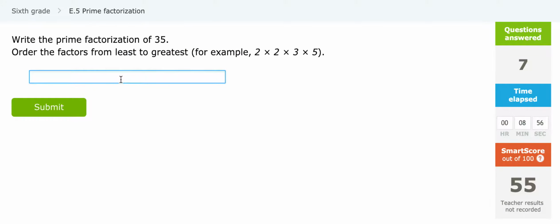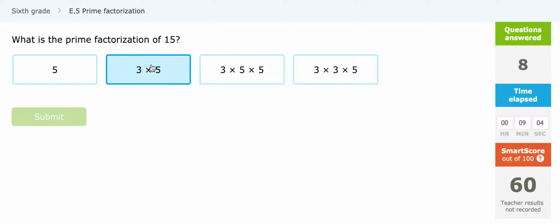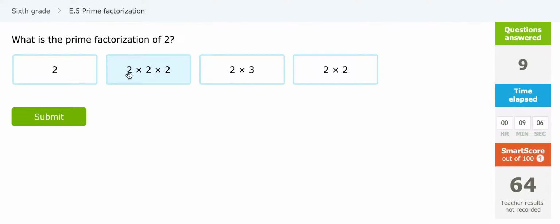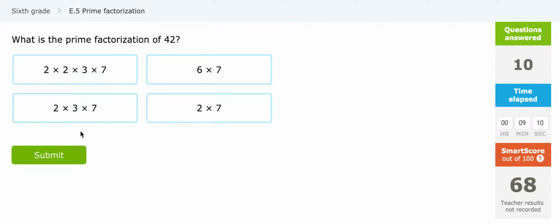So 35, I try 2, doesn't work, try 3, doesn't work, so it's going to be 5 times 7. And then when we continue from here, 15, 3 times 5, and then again, 42 is going to be 2 times 3 times 7, right? 2 times 3 is 6, 6 times 7 is 42.